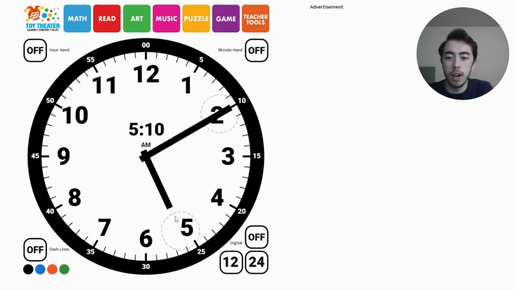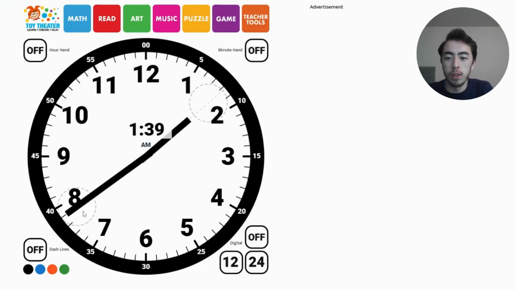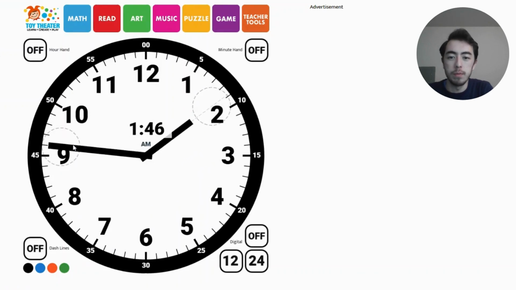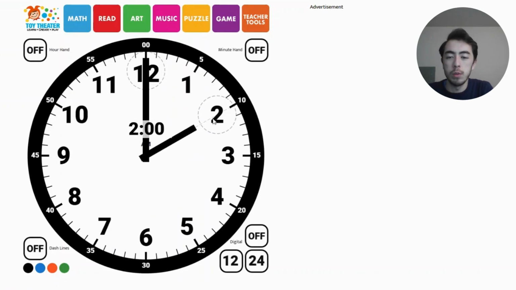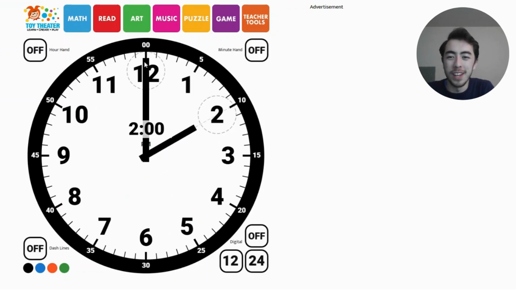Ooh, nice. So I can click and drag on the hour hand, or I can click and drag on the minute hand. There we go. So I want to do 2 o'clock, and it just feels better to do 2 p.m. instead of 2 a.m. So it's 2 p.m. right now. The hour hand's pointing towards the 2. The minute hand is pointing towards the 0.